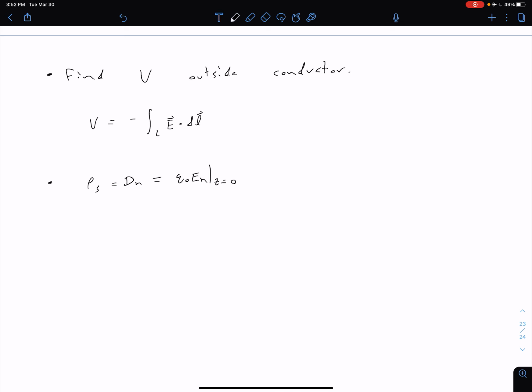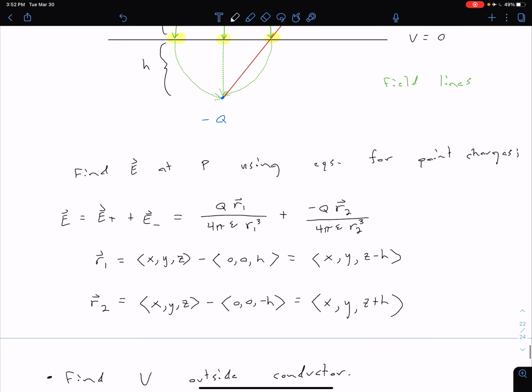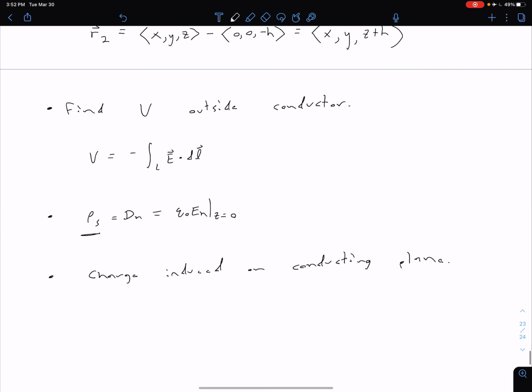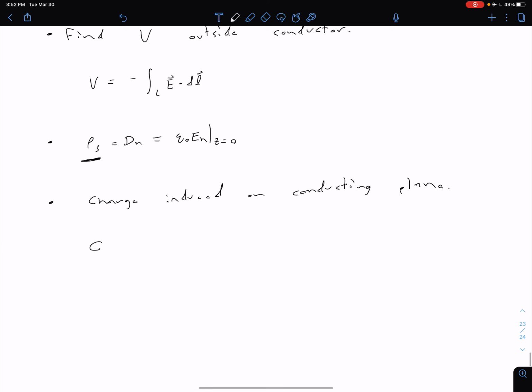Now, if we ultimately want to find the total charge induced on our conducting plane, we're not going to go through the details, but basically we could follow this path. Once we have our electric field expression, we could find our rho s, and then ultimately we could say the total charge induced is equal to the surface integral of rho s ds.